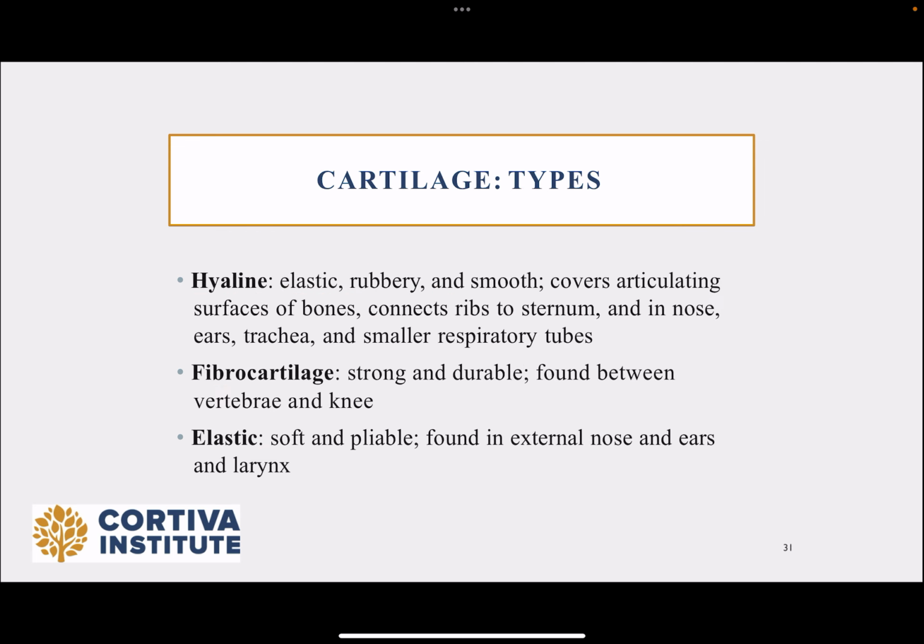We have different types of cartilage. For instance, hyaline cartilage, not to be pronounced as Hialeah cartilage, right? This is an elastic, rubbery, and smooth cartilage. It's going to cover surfaces of the bone, connect the ribs to the sternum, and be in the nose, right? It's going to help our nose be a nose. If I move my nose around, I can feel my hyaline cartilage. My trachea is going to be covered by hyaline cartilage, and even small respiratory tubes are going to be covered by hyaline cartilage.